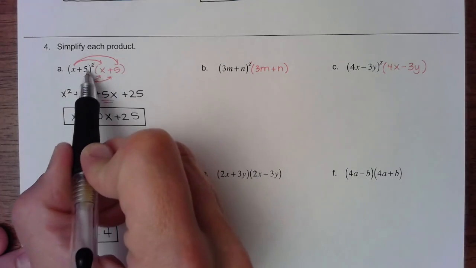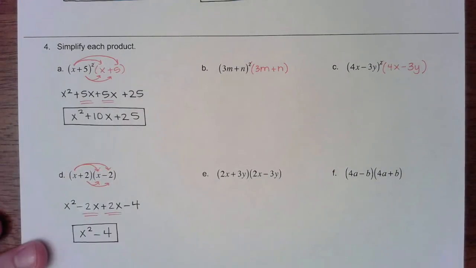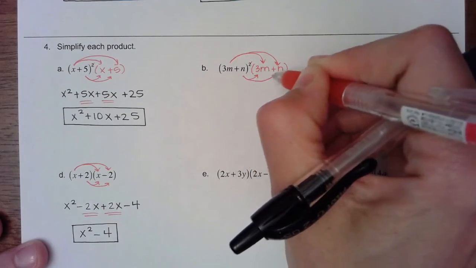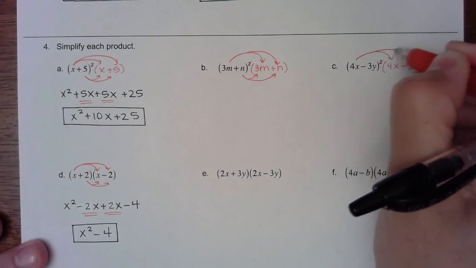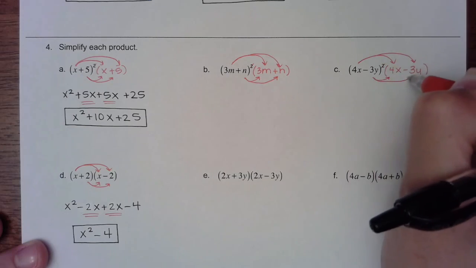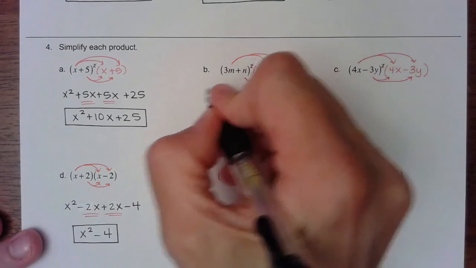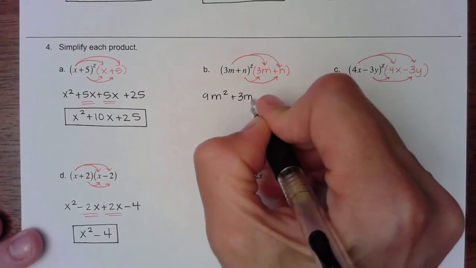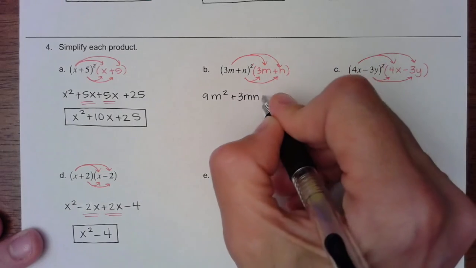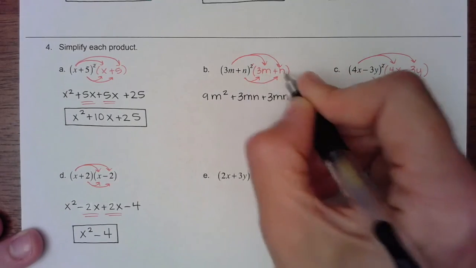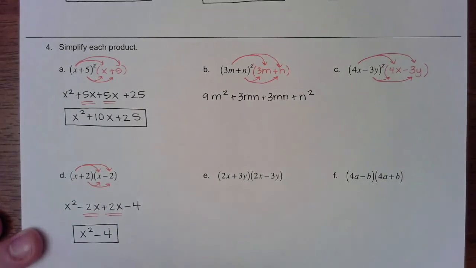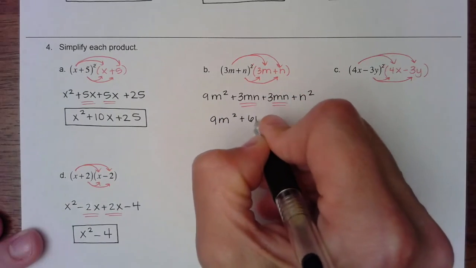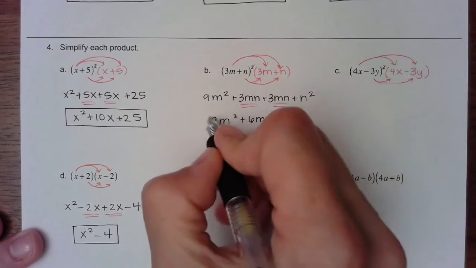So once you cross the squared out and write it twice, then you just do the same thing that we practiced before. So I'll multiply first, outside, inside, and last, and then I'll do the same thing on this one. I'll just get the arrows out of the way now. First, outside, inside, and last. 3m times 3m is 9m to the second. 3m times n is 3mn. n times 3m is another 3mn, and then n times n is n squared. And so on this one I can combine my like terms, and I'll get 9m squared plus 6mn plus n squared.